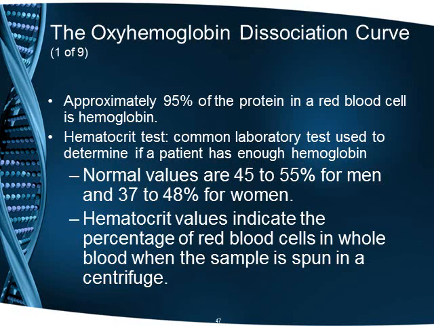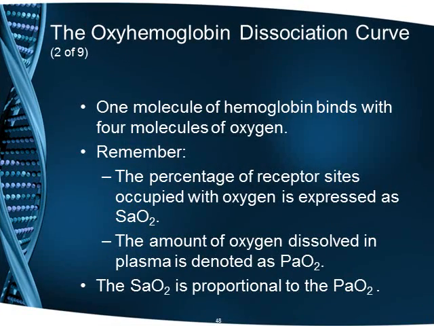So the hematocrit is going to indicate the percentage of red blood cells within a whole blood sample when the sample is spun in a centrifuge. Okay. So 1 molecule of hemoglobin binds with 4 molecules of oxygen, like we've already talked about. So the percentage of the receptor sites that are occupied by oxygen is expressed as SaO2. So if they're all fully loaded down, we've got a 100% oxygen saturation. The oxygen dissolved in the plasma, however, which we still have some of, is going to be denoted as PaO2. Is there any way we can check PaO2 on the truck? No. All we can check is SaO2.